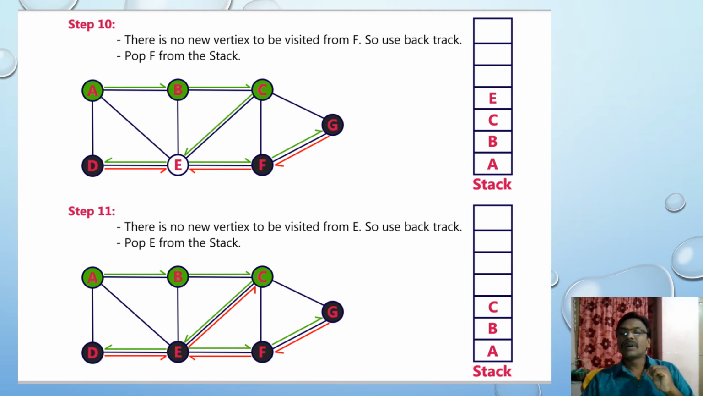Again F. Check the adjacent vertices E, C, and G. But all are visited vertices. So using backtrack, that is E. So F is popped. Then the E vertex is checked. E's adjacent vertices D, A, B, C, and F are all visited vertices. So using backtrack, C and E are popped.